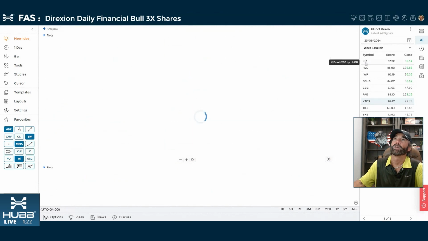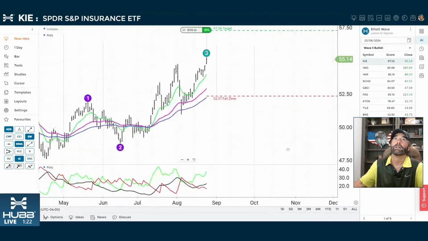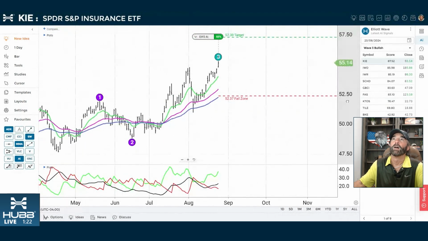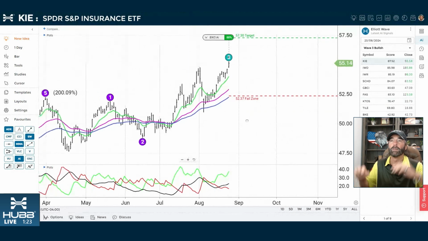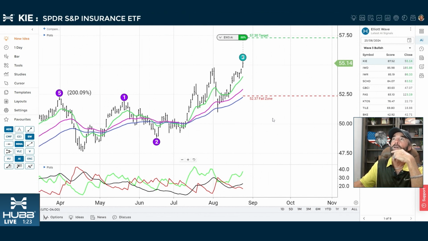Now, when we look at this KIE one, there's no options here. We do still have CB, Chubb, which is in the insurance space. It took off and ran this morning. It pulled back, and at this point in time, it's basically flat on the day. So we do have a footprint in here. We're waiting on CB to take off and do what it's supposed to do.